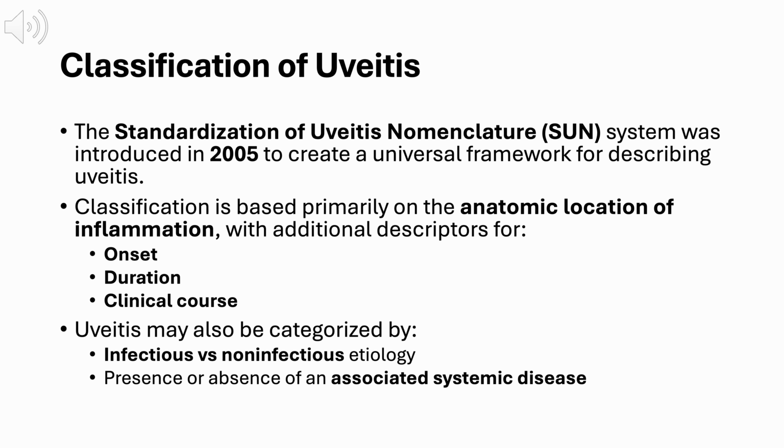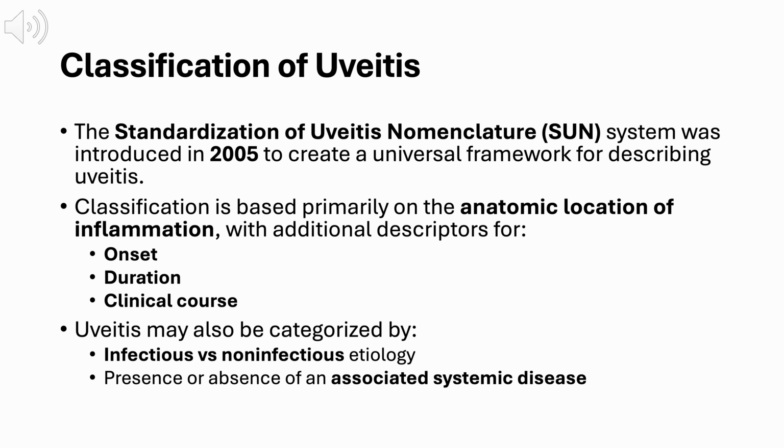Beyond anatomy, uveitis can also be categorized by whether it's infectious or non-infectious, and by whether or not there's an associated systemic disease. Think of SUN as the scaffolding for the rest of this chapter. Nearly every clinical description we use hangs off it.